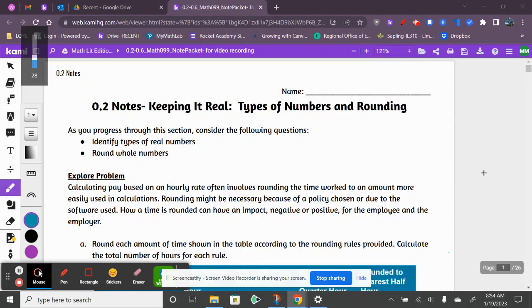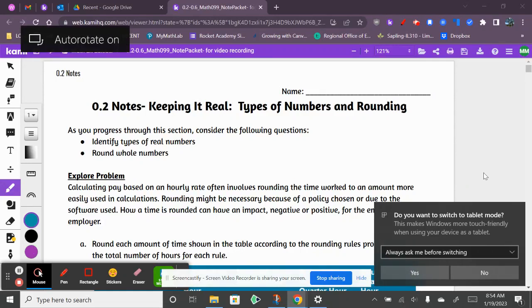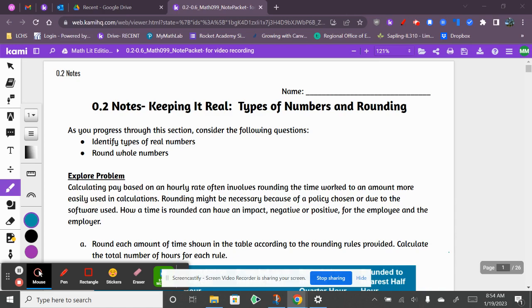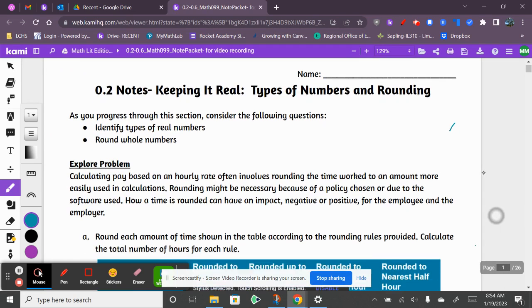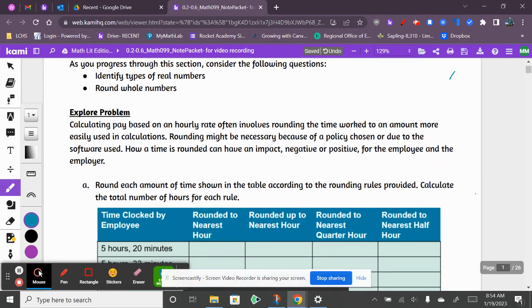Everyone, so here are your 0.2 notes. This section is going to look at types of numbers, and it's also going to look at rounding. So the first thing that you want to be able to do is identify types of real numbers, and also you want to be able to round whole numbers.